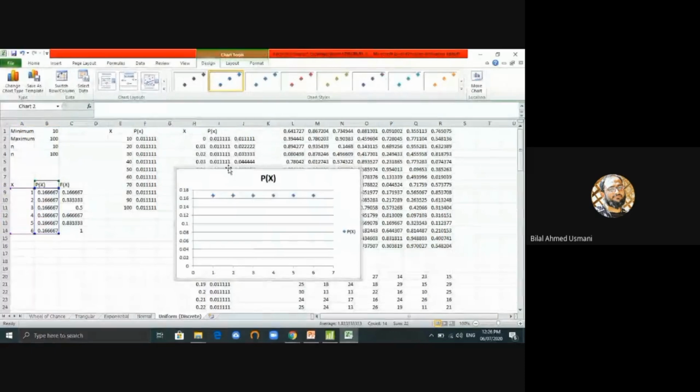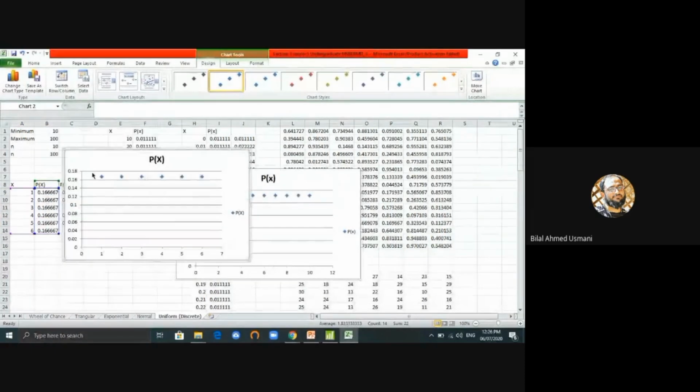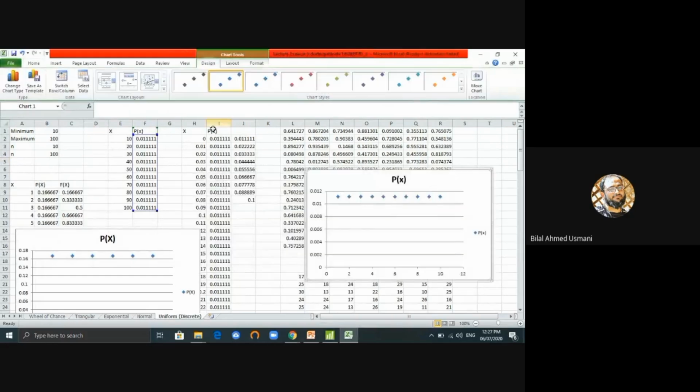So this type of plot. Each element has an equal chance of getting selected. So this is what we call a uniform distribution. You can see that the probabilities in every case are always the same. So this is how we get to the PDFs and CDF.